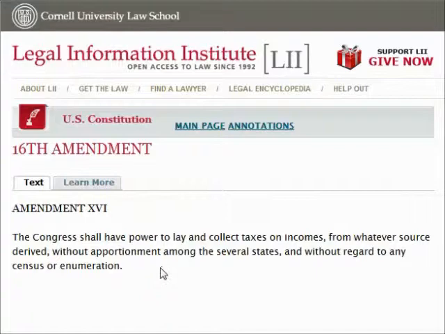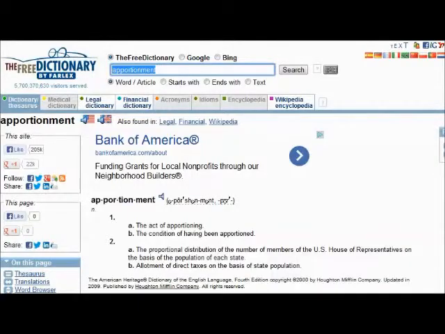So we're going to talk about apportionment, and when we talk about apportionment, we'll talk about allotments, because that's part of the apportionment, and without regard to any census or remuneration. And we'll talk specifically about census, and here it says or, but we'll be talking about remuneration also. And here we're going to talk about apportionment, mentioned in the 16th Amendment. And what is that? It's the act of apportioning, the condition of having been apportioned. Then you go down to 2B, allotment of direct taxes on the basis of the state population.